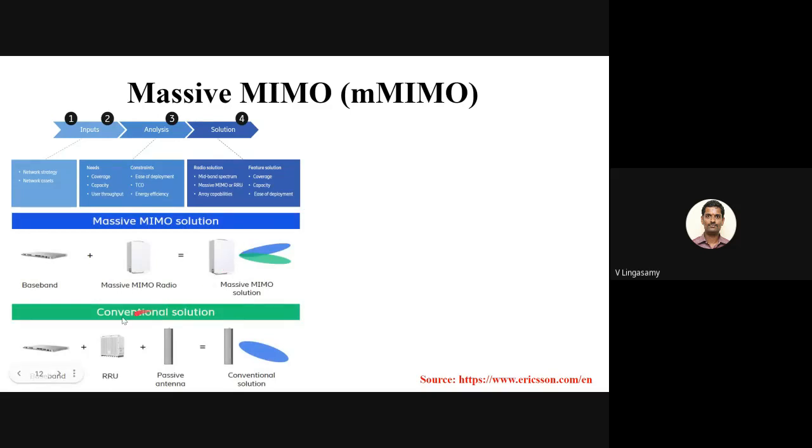Next, this is how it is. For example, you need a baseband processing unit, a radio unit, a remote head, and then a passive antenna. All three should be there in a conventional solution, and you can have only one beam. Whereas here, baseband and massive MIMO radio all come together as a single box where multiple beams can be generated.